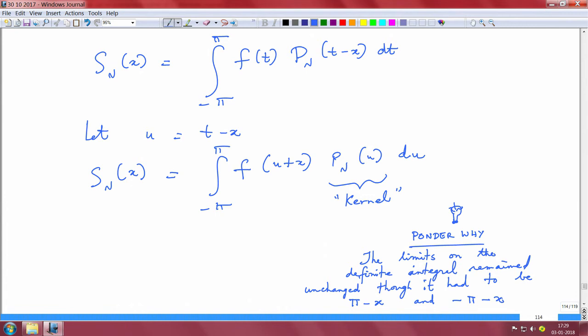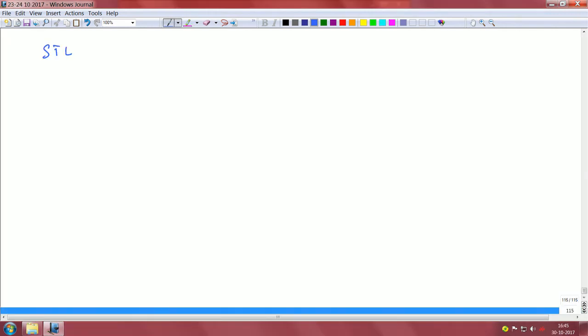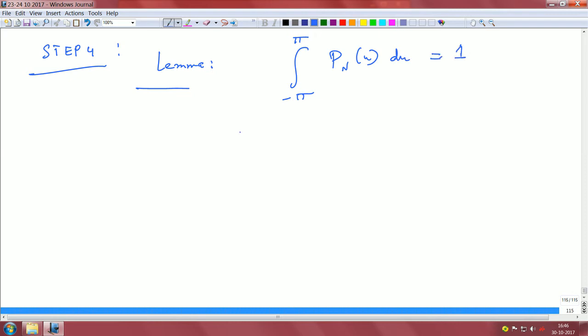Now, let us go to step 4. There is an interesting property, call this a lemma. The integral from minus pi to pi of Pn of u du equals 1, a trivial result. That is, if you integrate this kernel, it gives 1.